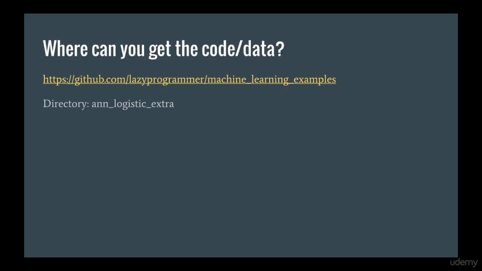Finally, where can you get all this code and data? If you make a mistake when you're coding along, or you just want to run the code and see what it does, check out github.com/lazyprogrammer/machine_learning_examples and look in the folder ann_logistic_extra.